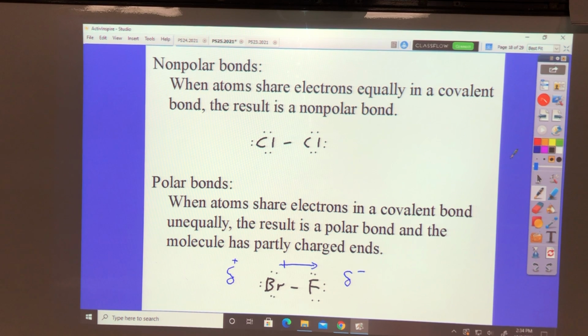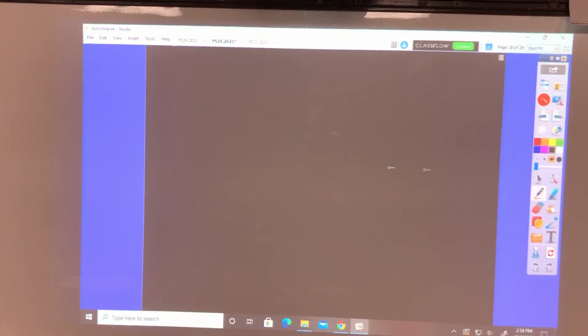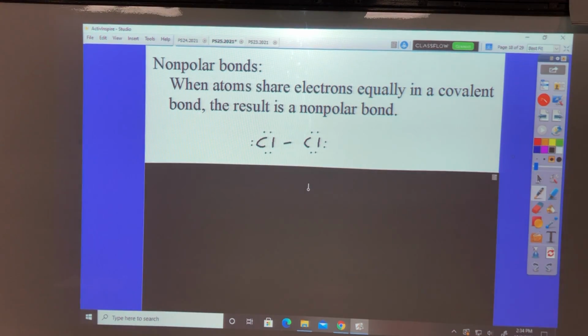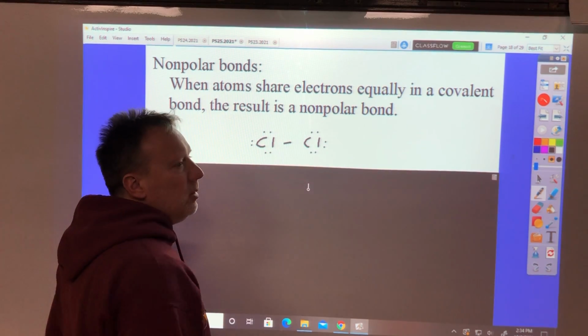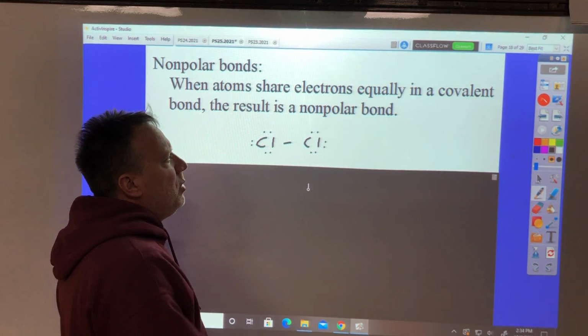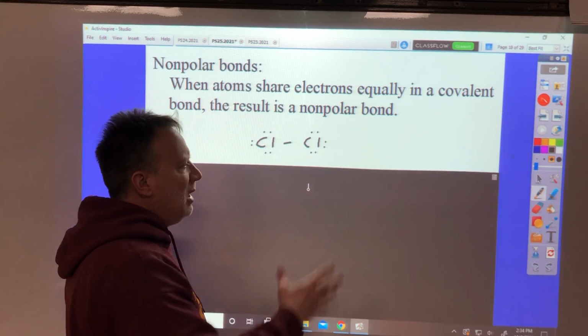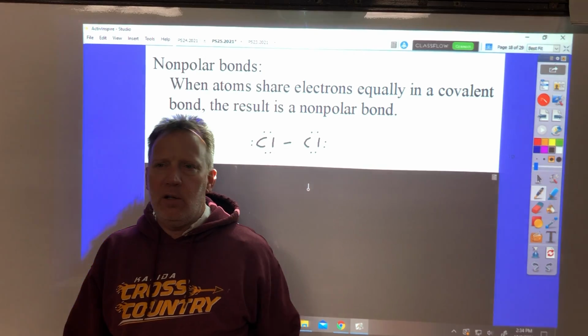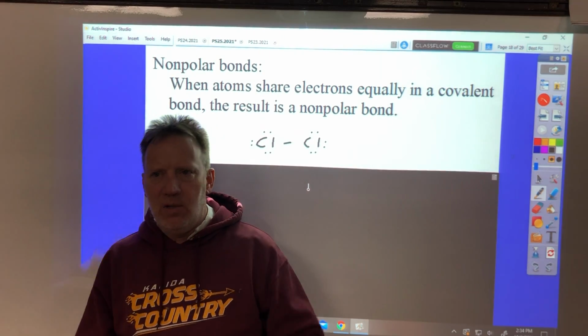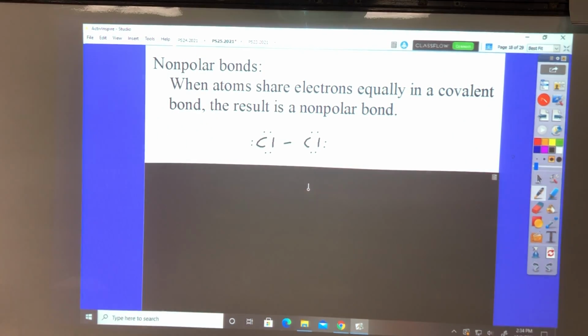Okay, we're good. The sharing can be one of 2 ways. It can be equal or it can be unequal. If the sharing is pretty equal, because these two are the same, then you end up with something that's called nonpolar. It doesn't have a positive end and a negative end. All polar means is your molecule has a positive side and a negative side. That's all it means.